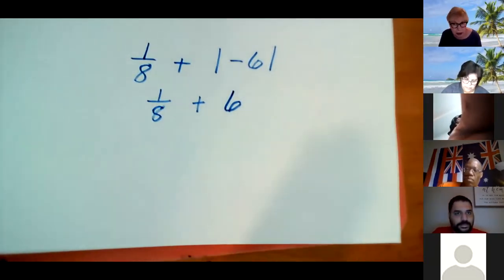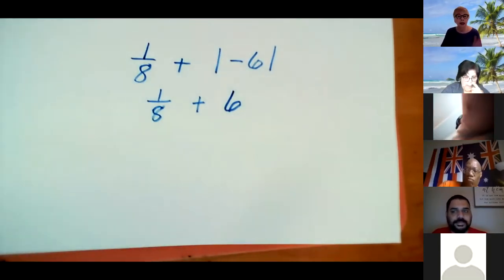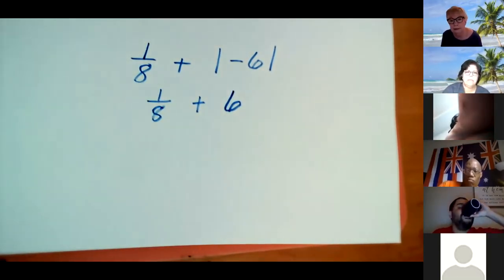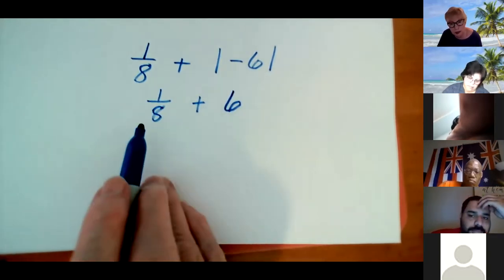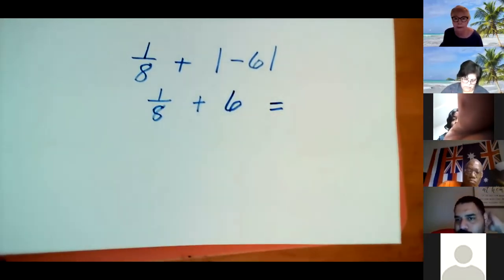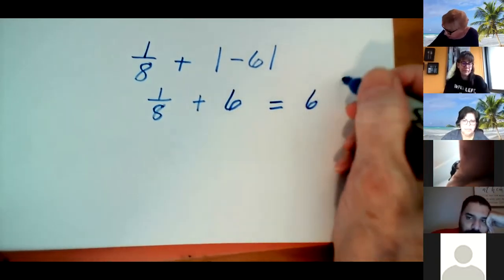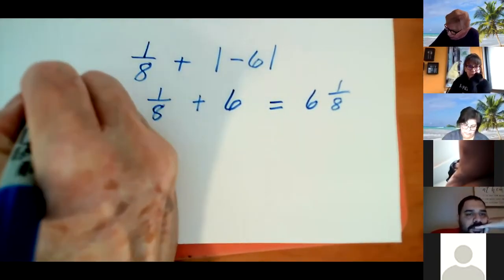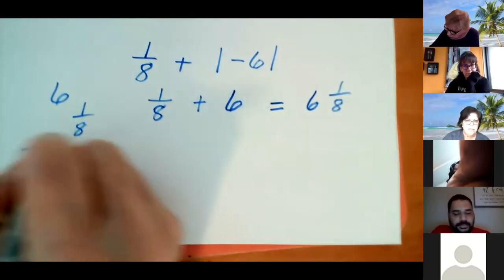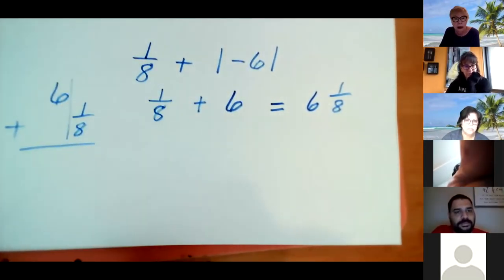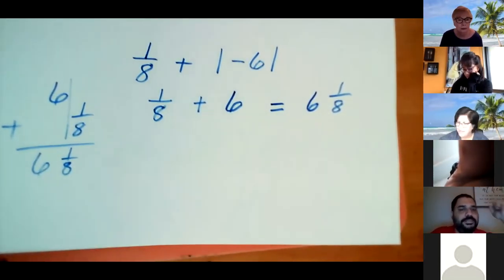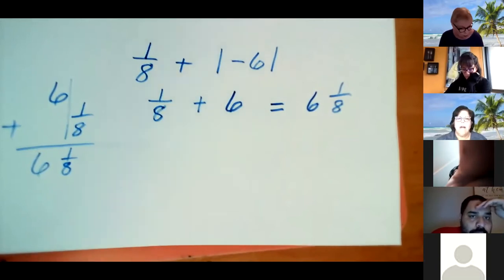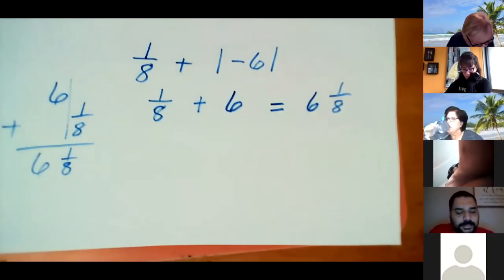This is not done because these two numbers can be combined. This is a whole number, this is a fraction. What's the answer? 6 1/8. Correct. We had a 6 and we had 1/8. And if we added them together, basically there would be a 6 and 1/8. So be it. I know we don't particularly care for it, but that's what we got.